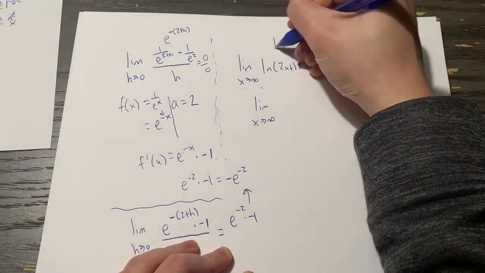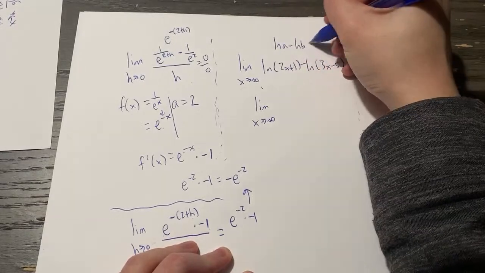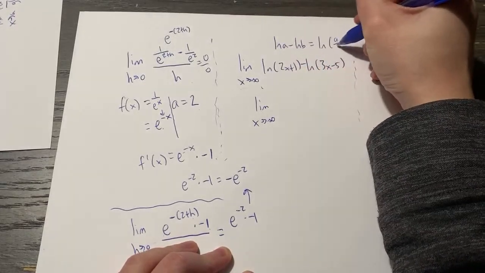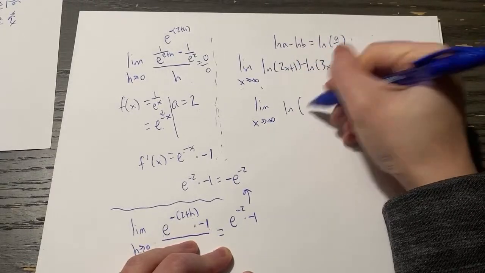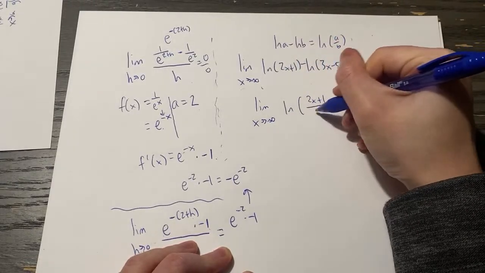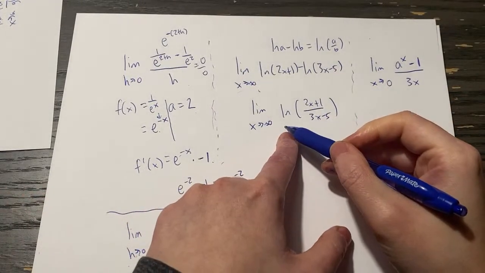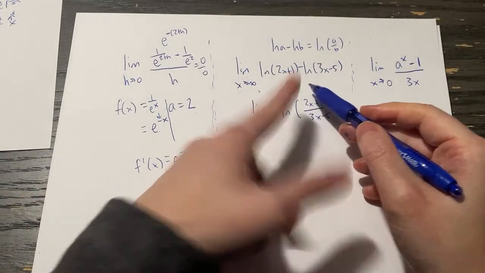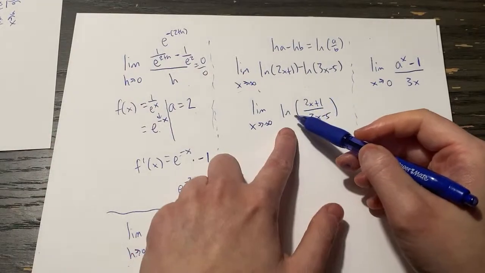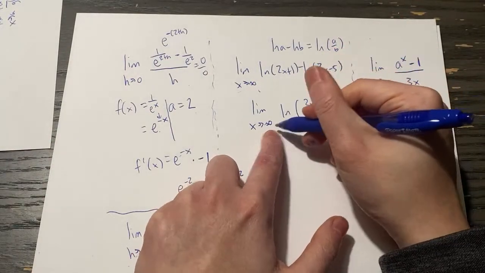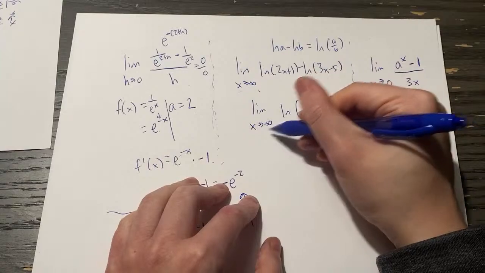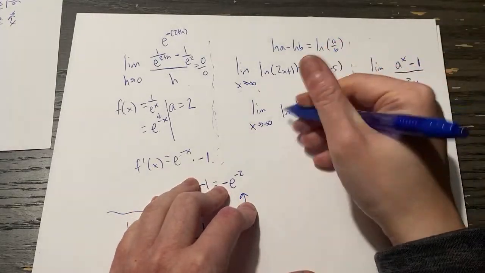The rule is that ln of A minus ln of B is equal to ln of A over B. So I'm going to write this as these two ln's, so it's a division of ln as opposed to a subtraction of two separate ln's. And then, because ln is continuous, we're allowed to take the limit inside. So we're going to take the limit inside.